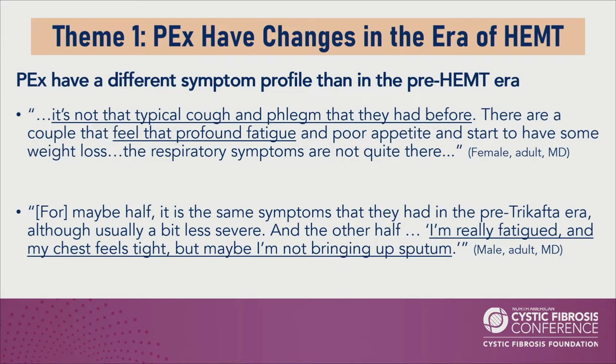And then many respondents also indicated that in addition to exacerbations being milder versions of pre-HEMT exacerbations, some have a different symptom profile entirely. So providers emphasize that systemic complaints like fatigue and appetite changes, with or without overt respiratory symptoms, were the primary presenting complaints of exacerbations. And if respiratory complaints are present, they're often more vague, like chest tightness, but without the wheezing, productive cough, and dyspnea that we're used to seeing in association with exacerbations.